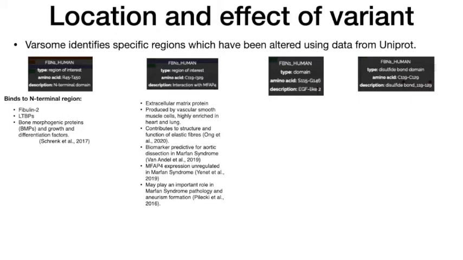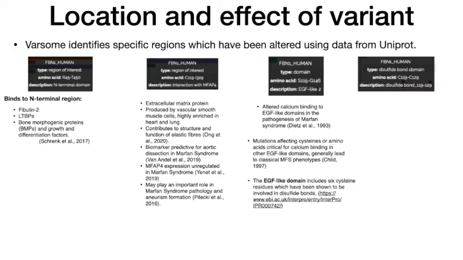Next, we have altered calcium binding of EGF-like 2, which have been implicated in the pathogenesis of Marfan syndrome, along with other EGF-like domains. And finally, we would expect to see an effect on this disulfide bond domain because cysteine substitutions have been shown to be frequent causes of Marfan syndrome.